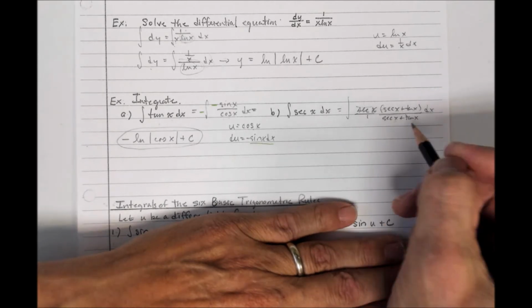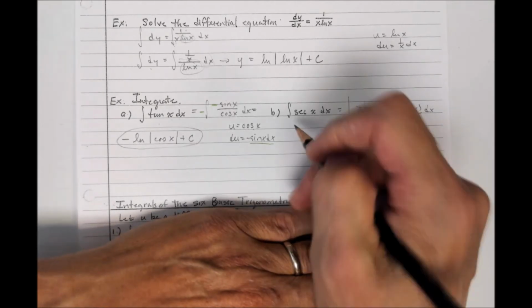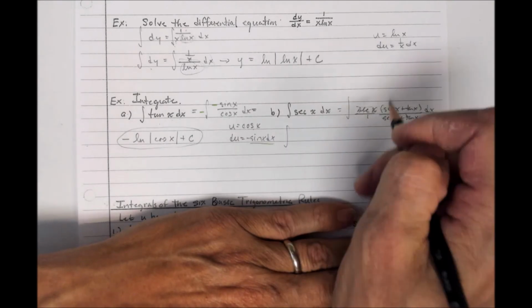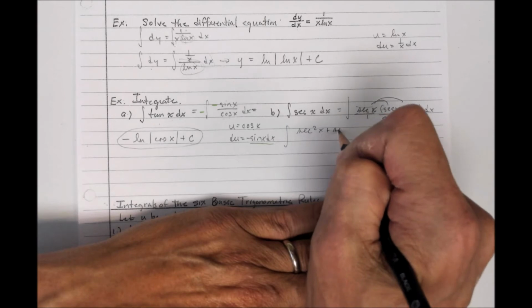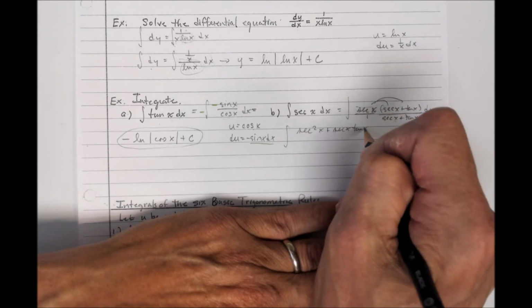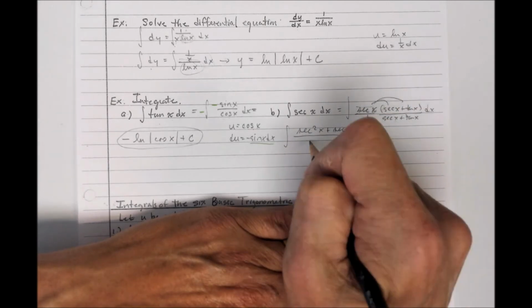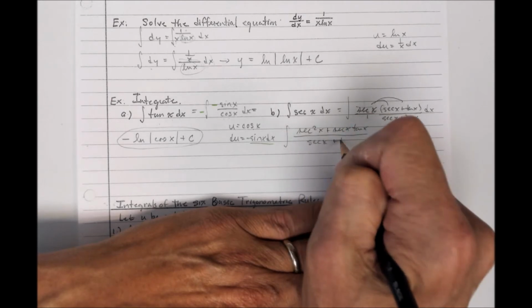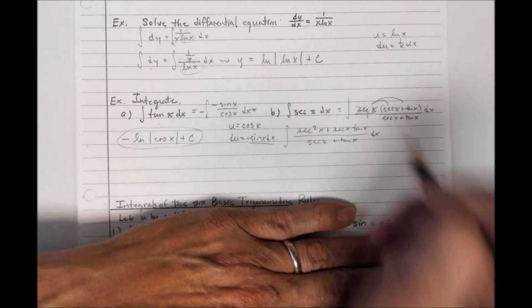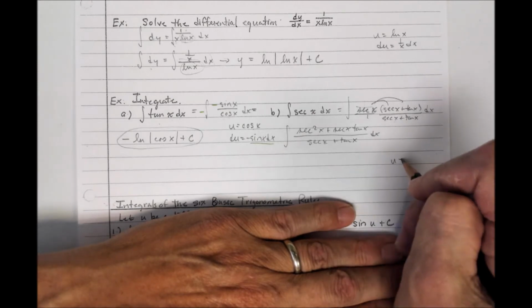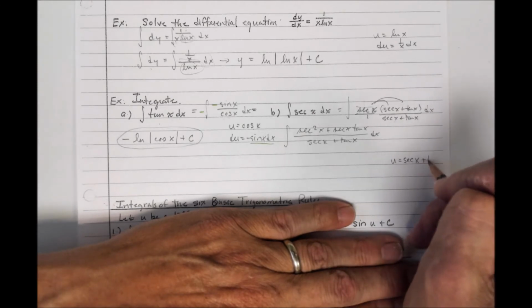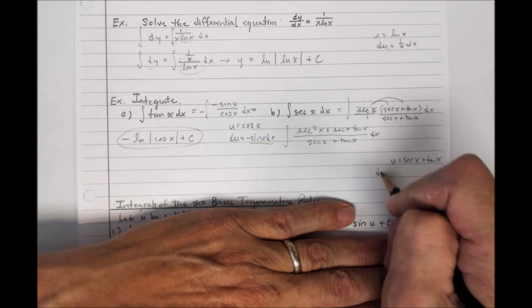Multiply top and bottom by the secant of x plus the tangent of x. So this gives me, up top, if I distribute, secant squared x plus secant x tangent x. And on the bottom, I have the secant of x plus the tangent of x, all that dx. Believe it or not, this is a du over u. If you let your u be the denominator, the secant of x plus the tangent of x, your du would be the derivative of that.